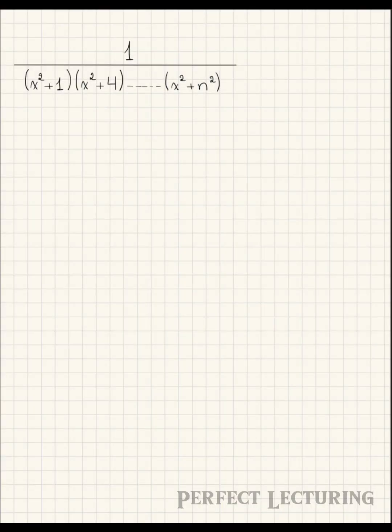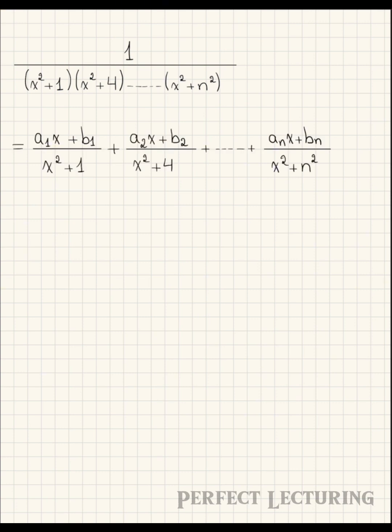First, this is a fraction which contains n irreducible quadratic factors in the bottom. So we can decompose it as follows. As you can see, we have 2n unknowns, a1 up to an and b1 up to bn. Of course, this is a lot, and we need to find all of them.